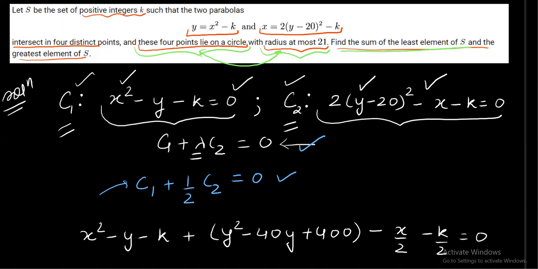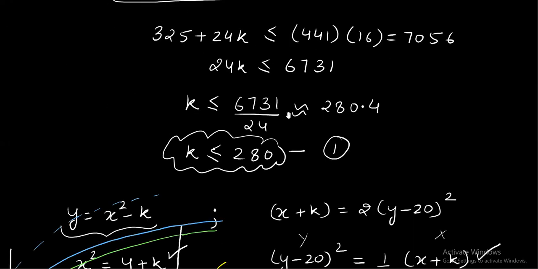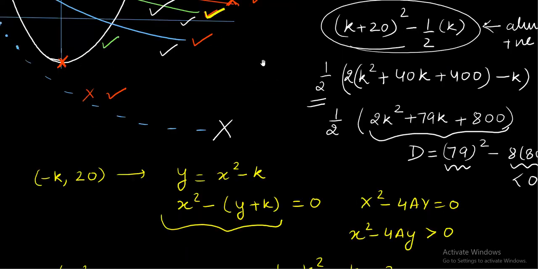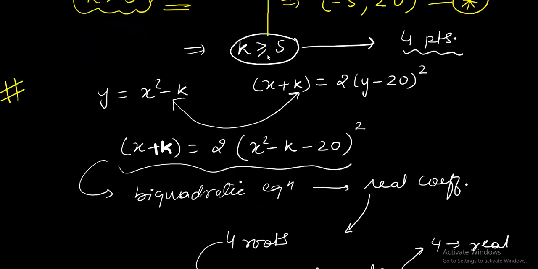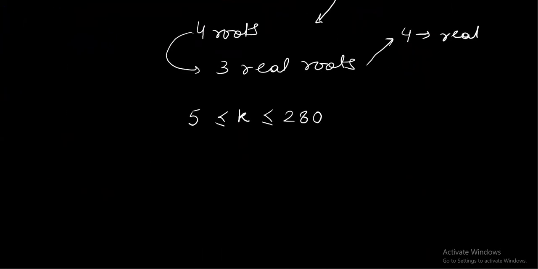Find the sum of the least element of the set S. Set S is actually containing all the values of k and the greatest element of S. So can you see what is the least value of k in the set and the greatest value of k in the set? So I'm going back and writing down the sum of the least value and the greatest value, and the sum turns out to be 285. So here is the answer that we have for the question.